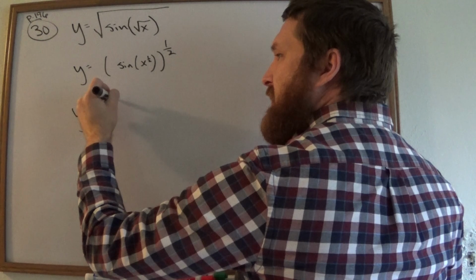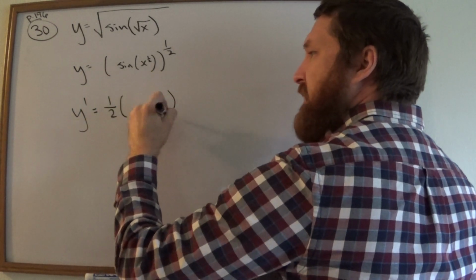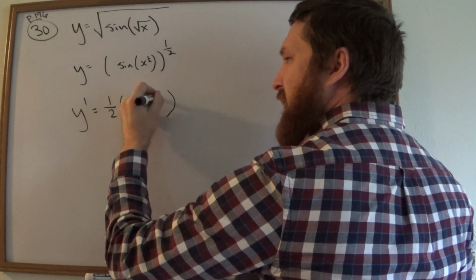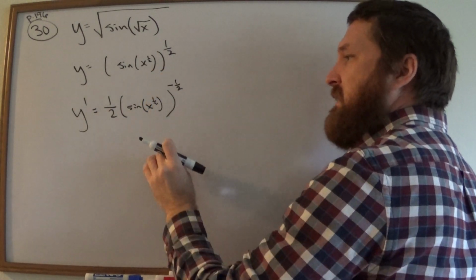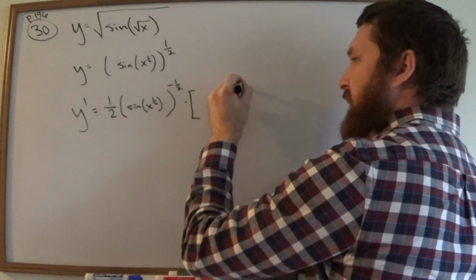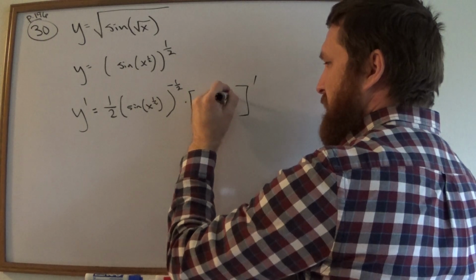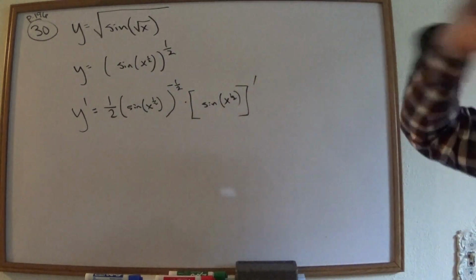The 1/2 comes out. So I take the derivative of the outside stuff and leave the inside stuff alone, to the negative 1/2. So that's the derivative of the outside stuff. Now multiply by the derivative of the inside stuff. I don't want to lose my spot here since I'm doing this x to the 1/2 like that. Okay, now derivative of this stuff is what?